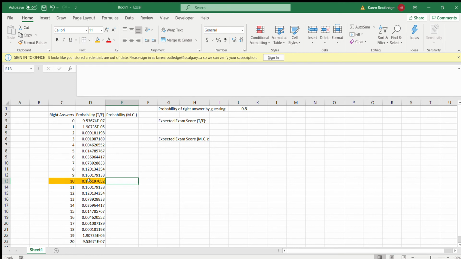We can also highlight all of these, and we just quickly look at the sum.